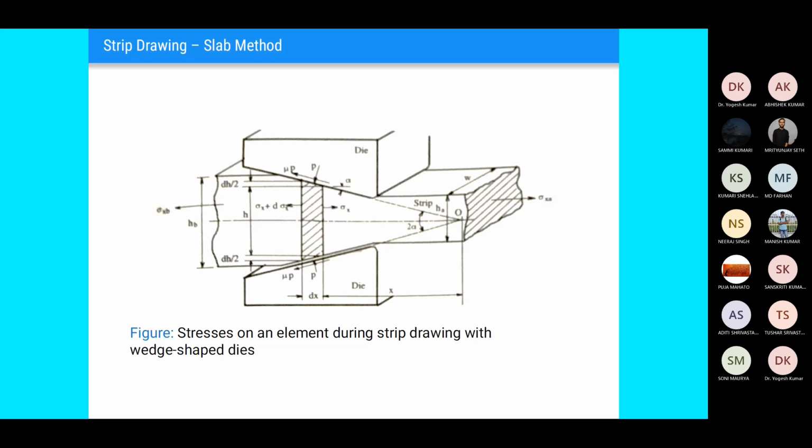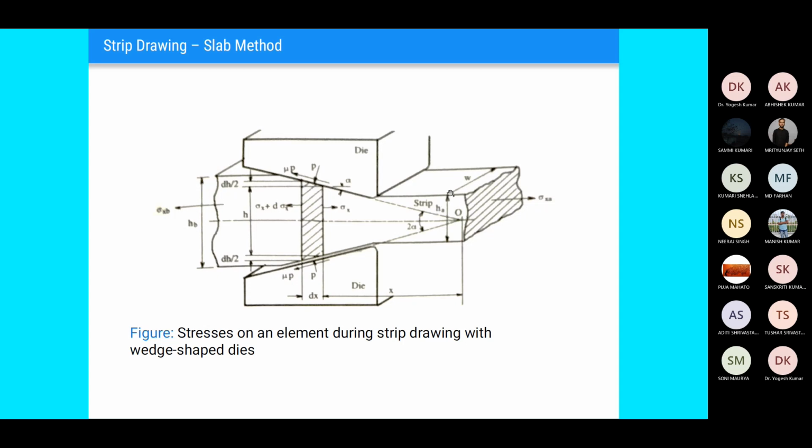Okay, so as you can see in this figure, there is a wide strip which is having a width W, and at the entry level it is having some entry height. You can say your initial thickness of the strip is HB. This is HB, and at the exit level the thickness of the strip is HA.